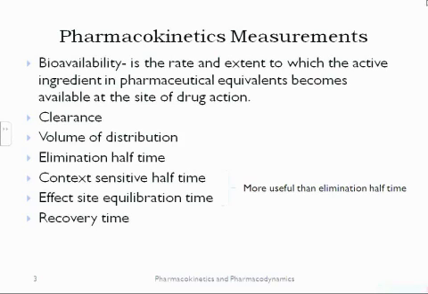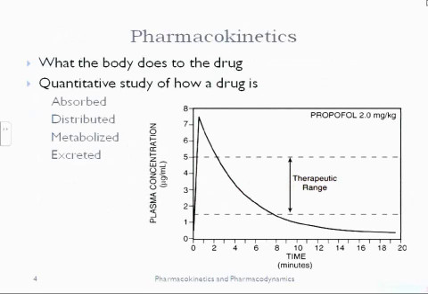So that's why you have to have the concept of what's called context-sensitive half-time. That concept is basically applying the concept of how long the medication is on board to understand how long it's going to take the medication to come off. There's also another thing that we'll talk about, which is effect site equilibration times, and then we'll also talk about recovery time. When you look at pharmacokinetics, again, it's a study of what the body does to the drug. And quantitatively, you can show how the medication is working based on these graphical representations. It'll tell you how much absorption, distribution, metabolism, and excretion is taking place.